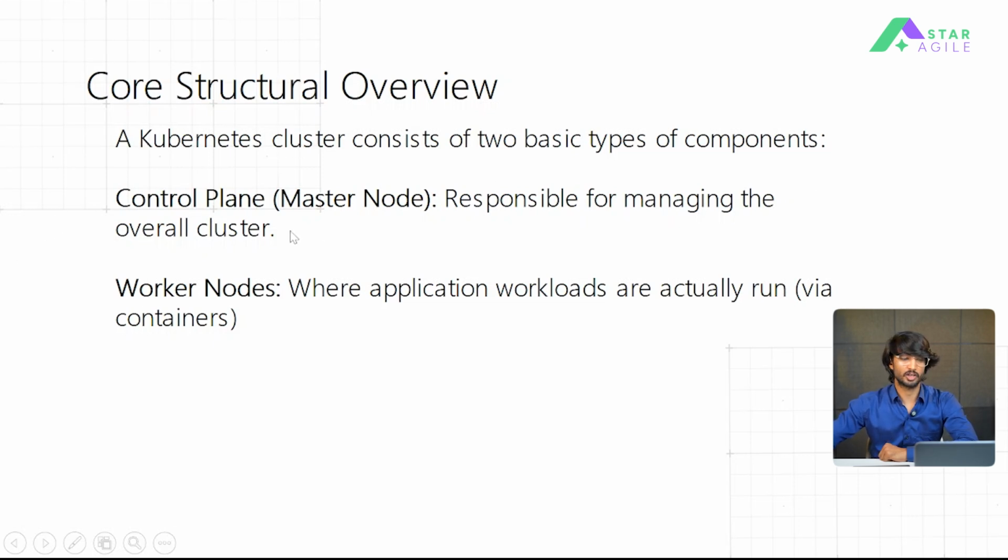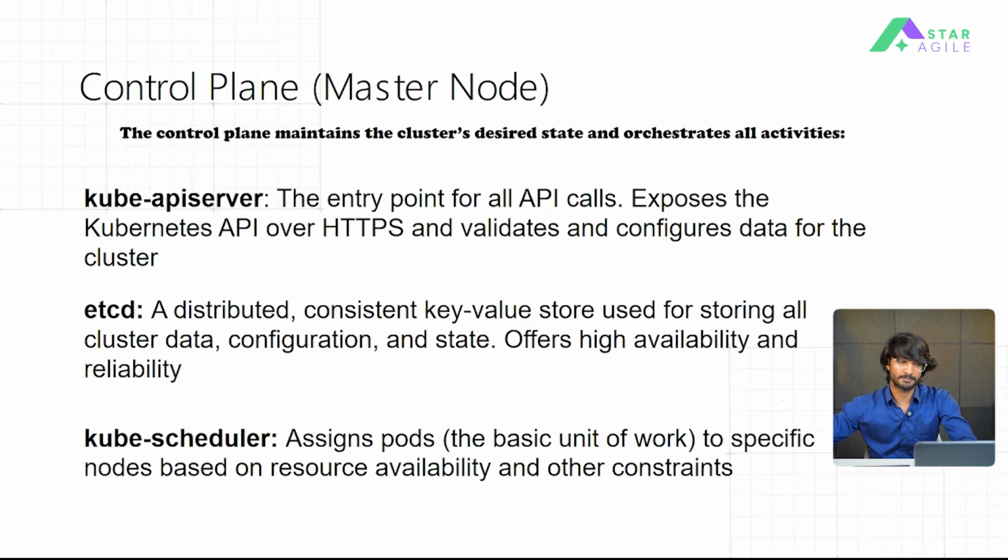One is the control plane, another one is worker nodes. The control plane, in other words, is called the master node, which is responsible for managing the overall cluster, and sometimes it is called the brain of Kubernetes also. And your master or your control plane has multiple components.